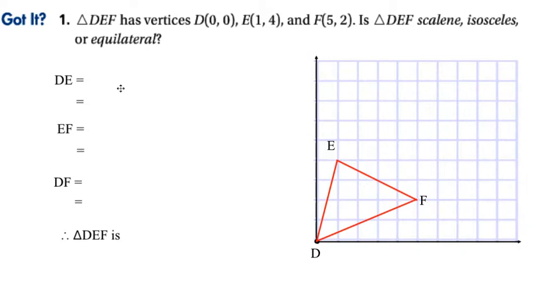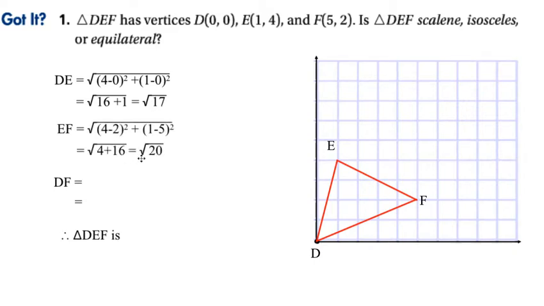Alright, I hope you had a chance to try that on your own. Using the distance formula, DE has length square root 17, side EF has a length of square root of 20, and DF you should have gotten a square root of 29 for its length. Therefore, since all three are different, the triangle is scalene.